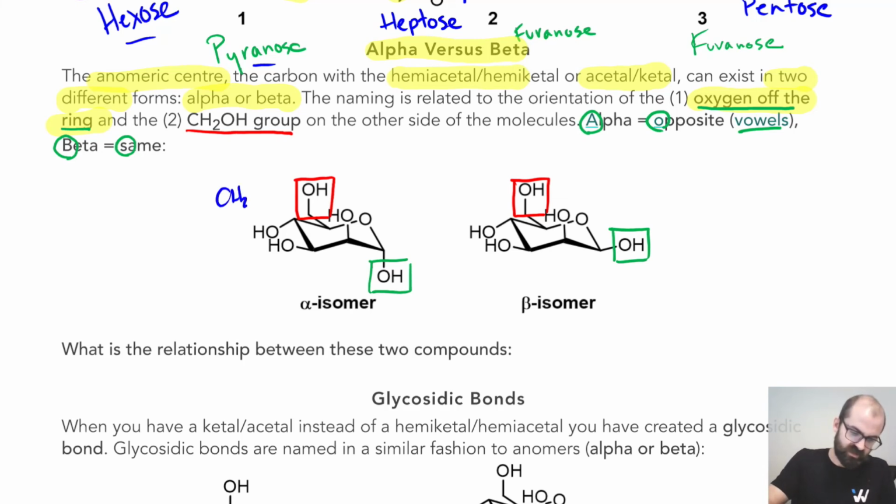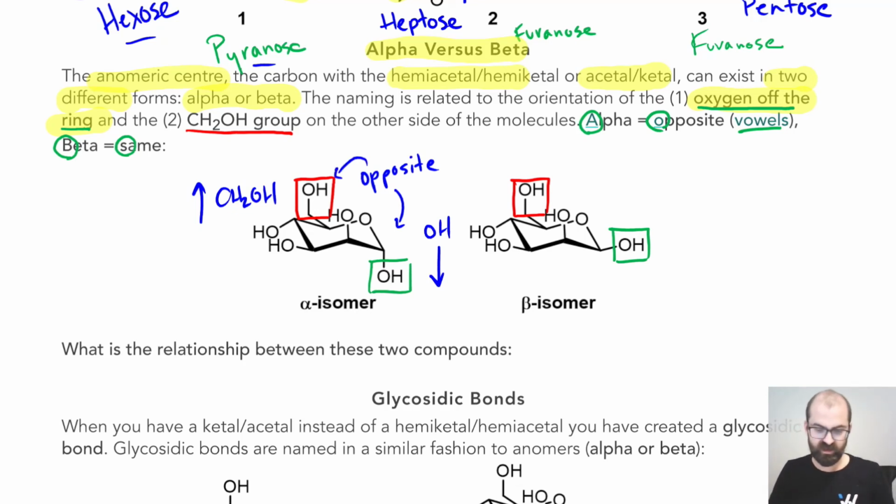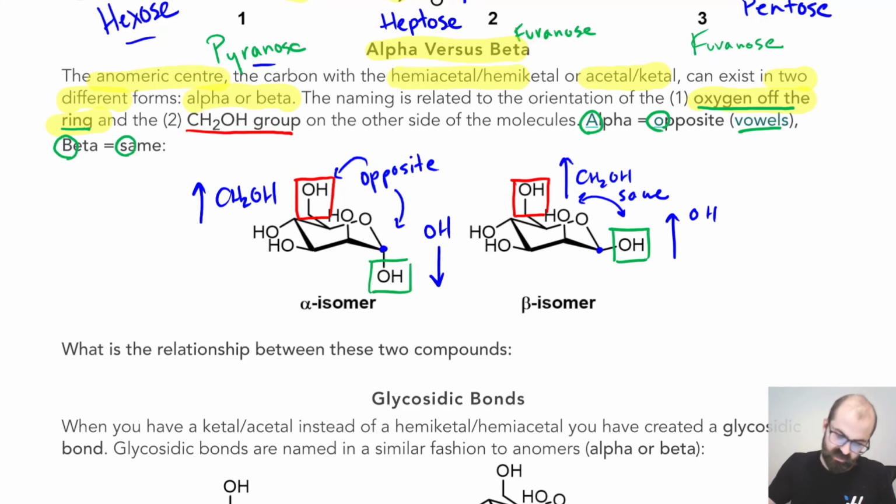So we have, in the first case, an alpha anomer. We can see the CH2OH is up in our ring, and our OH is down. So these 2 are opposite in terms of their orientation, which makes this the alpha anomer. Alternatively, in the second case, we have a CH2OH which is up, and our OH which is up. That means they're the same. Again, we're just looking at the orientation of the OH on the green dotted carbon, which is our anomeric carbon.